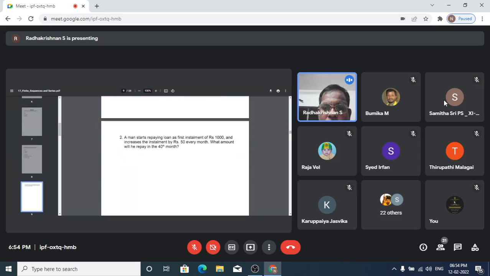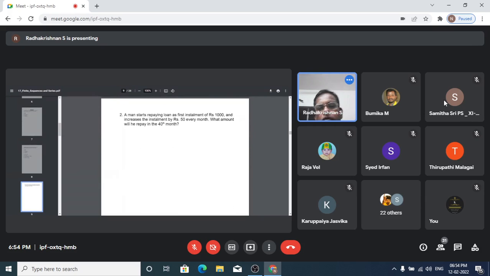Now let's do a problem. A man starts repaying a loan. It's a common problem, because every year your salary gets increased, so you will be able to repay more and more money in installments. Suppose you start repaying a loan எடுத்திருக்கீங்க, first installment 1000 ரூபாய் கட்டுறீங்க, அதுக்கப்புறம் உங்களுக்கு சம்பளம் நிறைய வருது, so you keep paying more and more. You keep increasing it by 50 every month. அப்ப 40th monthல எவ்வளவு ரீபே பண்ணுவார்?